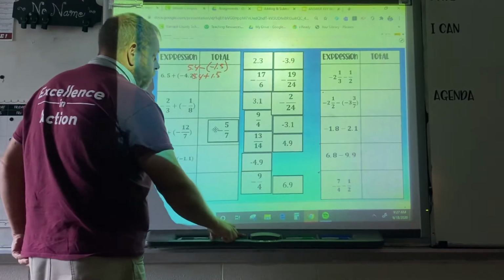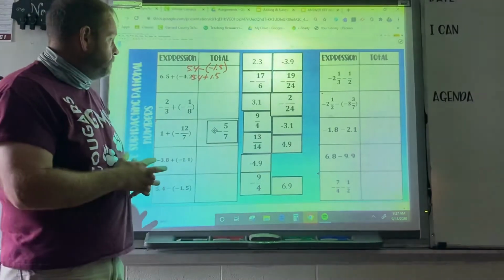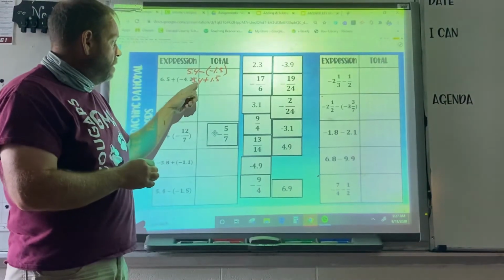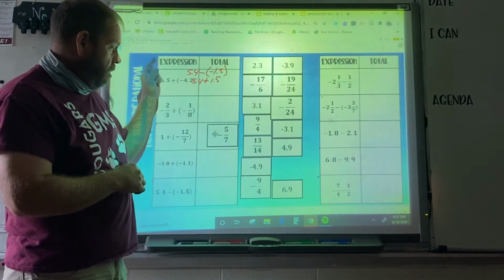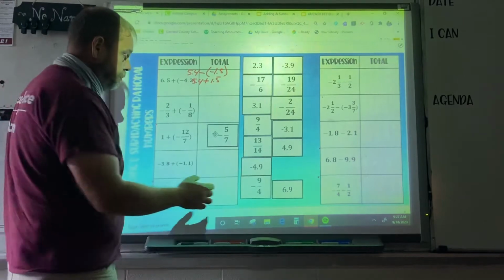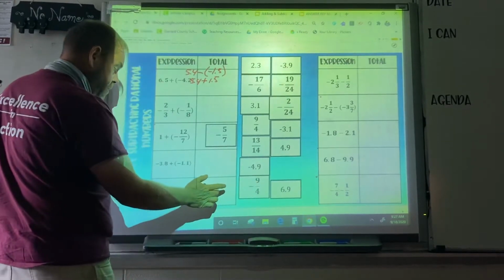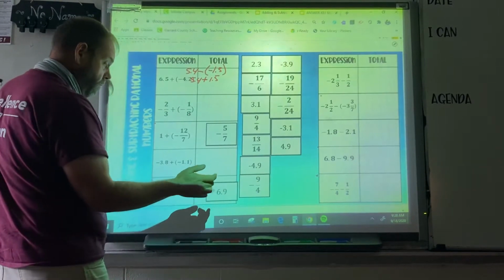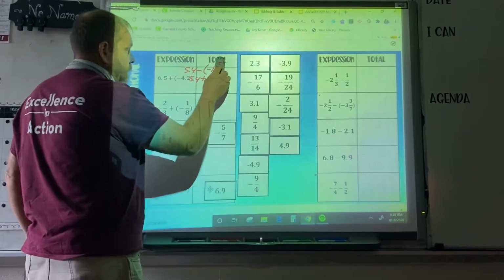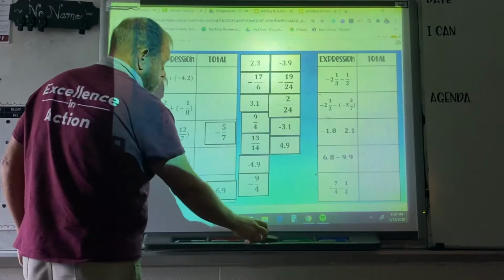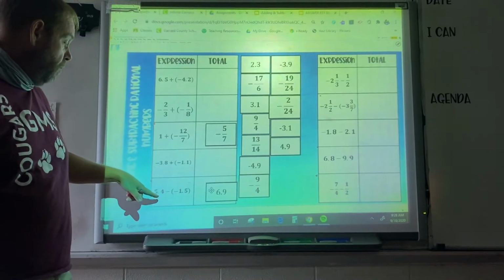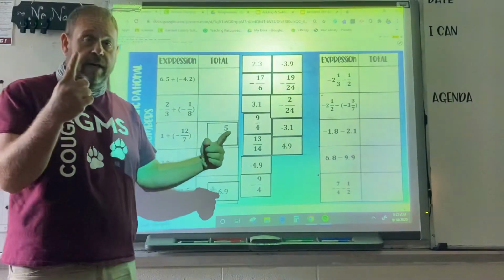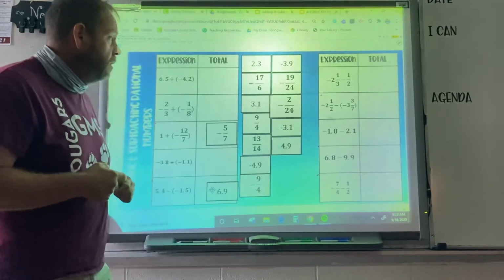And then at that point, all I've got to do is add. 5 and 1 is 6. 5 and 4 is 9, so it's going to be 6.9, and there we go. So I'm going to drag that over there, and I'm going to erase. So I've done one with a whole number and a fraction. I've done one where I'm subtracting a negative and I turn it into a positive.